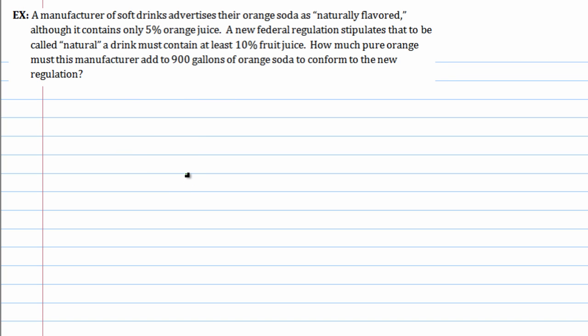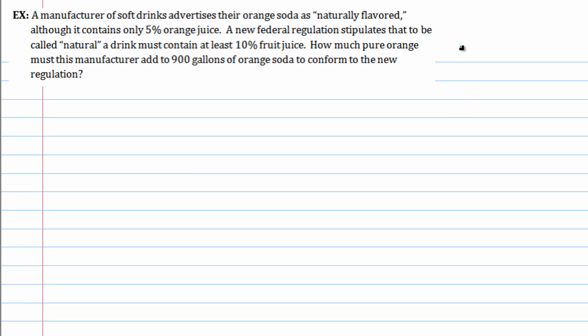Ooh, that's my dog. As a very final example, we're going to take what I consider to be a mixture problem here. A manufacturer of soft drinks advertises their orange soda as naturally flavored, although it contains only 5% orange juice, and that's pretty often the case. A new federal regulation stipulates that to be called natural, a drink must contain at least 10% fruit juice. Unfortunately, this company has a vat of this 5% orange juice left. So how much pure orange juice must this manufacturer add to their 900 gallons of already mixed orange soda to conform to the new regulation?